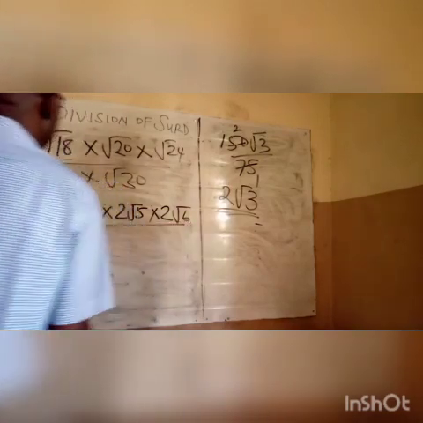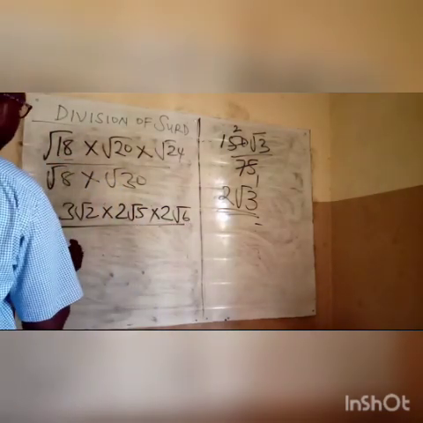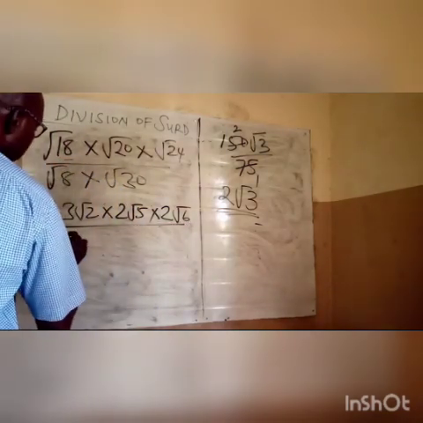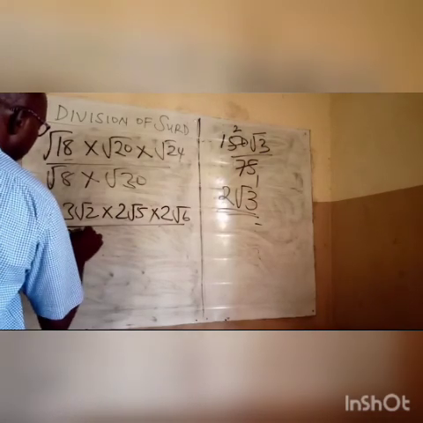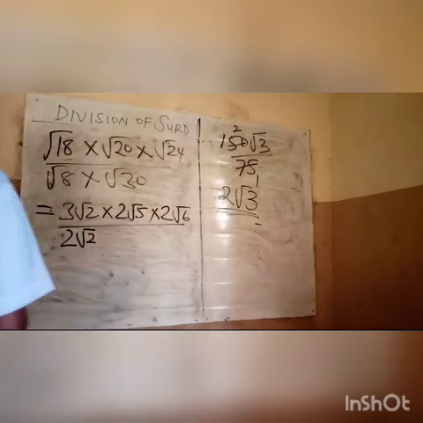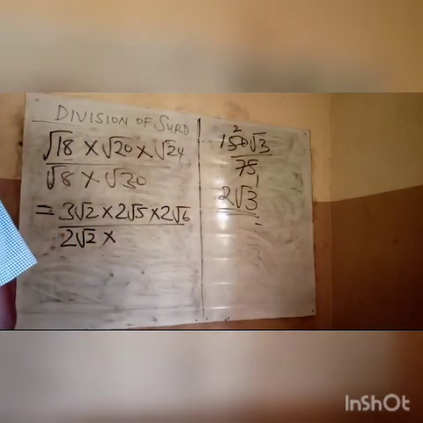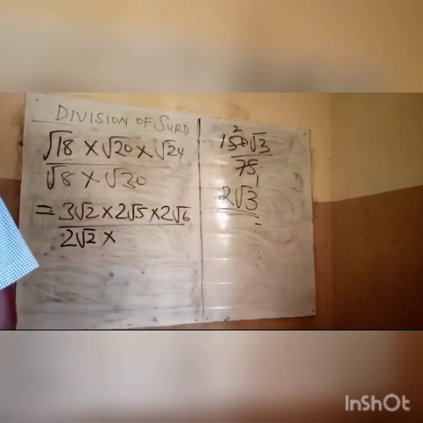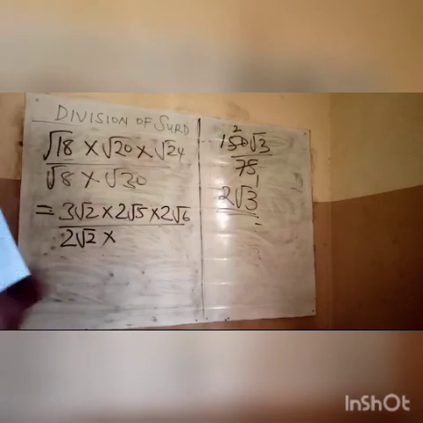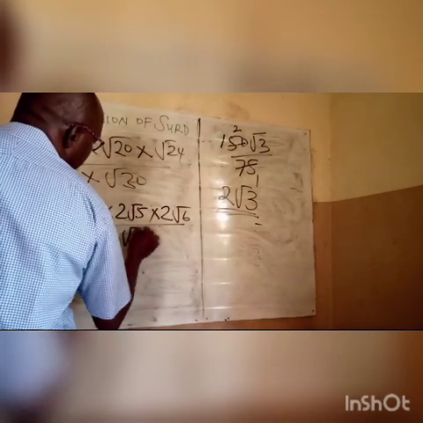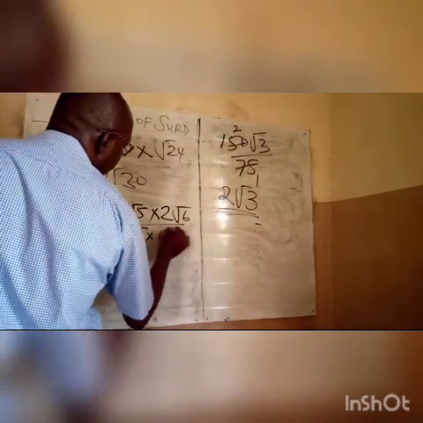All over 8 is 4 and 2. 4 times 2, it will give you 2 root 2, times root 30. Are there two factors of 30 where one of them is a perfect square? No. 5 and 6, 3 and 10. No. So we'll have it as root 6 times root 5.